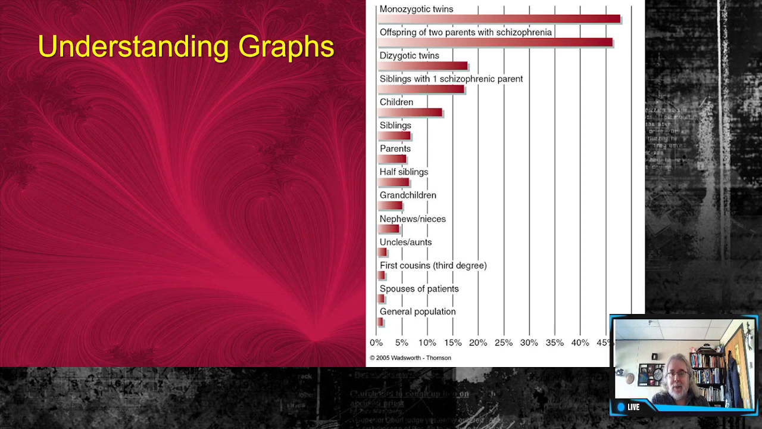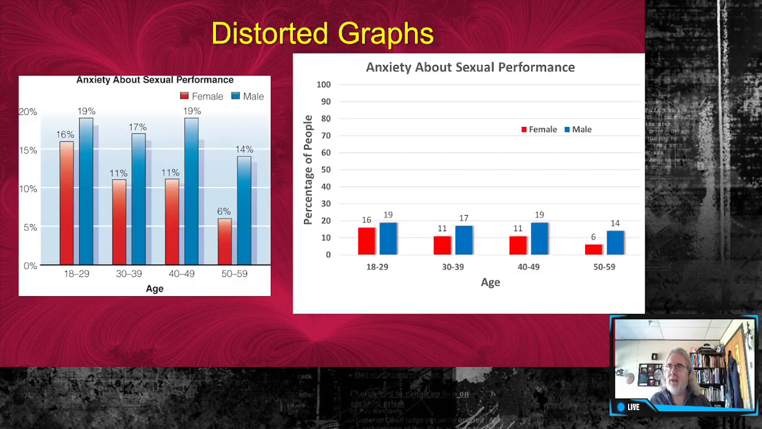There's 100% of the population, and they more than likely did this in a textbook just to conserve space and to show you the differences. But the problem is when you don't use the full value of the scale, it distorts it and makes it look like it's a huge percentage. We'll see an example in the next slide.